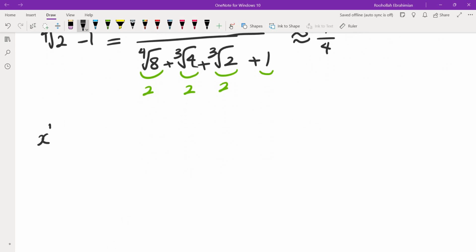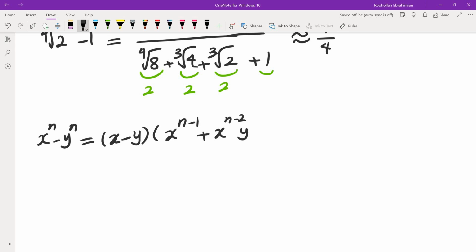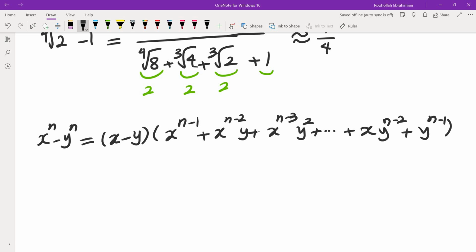So let me remind you of an identity, which is a pretty useful one when it comes to solving problems. If you take the difference of nth powers, x to the power of n minus y to the power of n, you can factor that as x minus y times x to the power of n minus 1, plus x to the power of n minus 2 y, plus x to the power of n minus 3 y squared, all the way to x y to the power of n minus 2 plus y to the power of n minus 1.